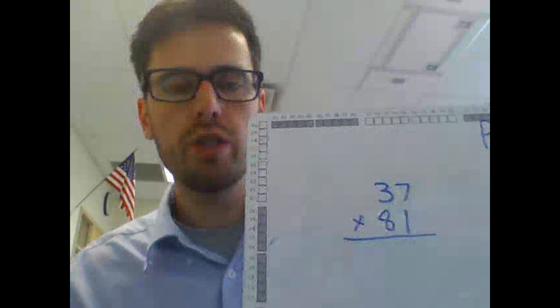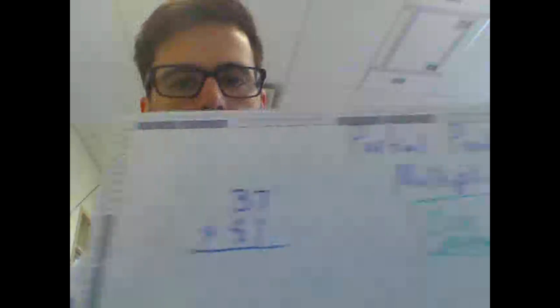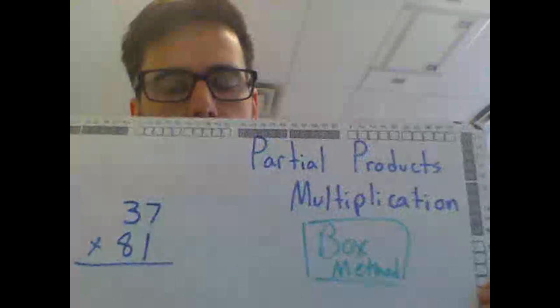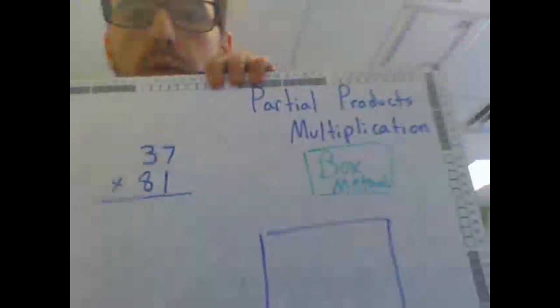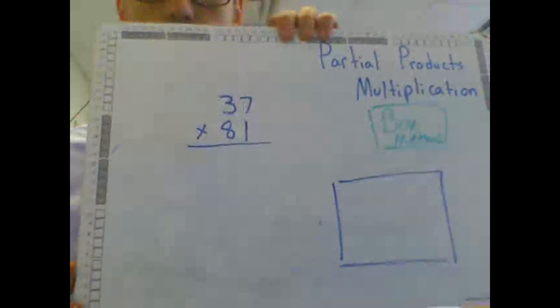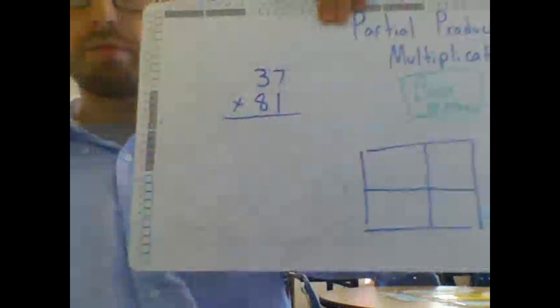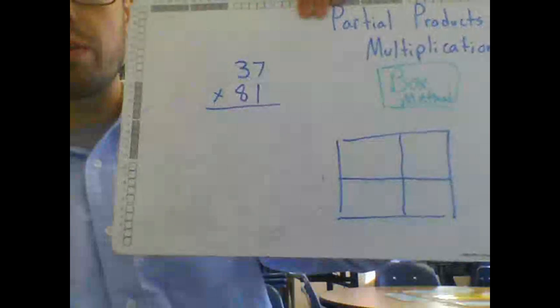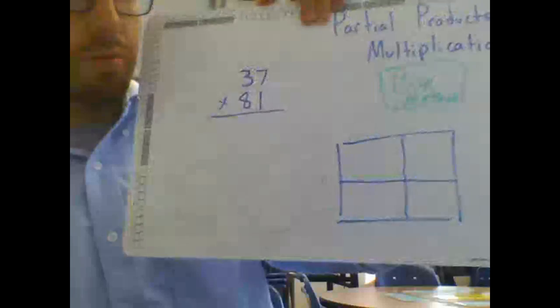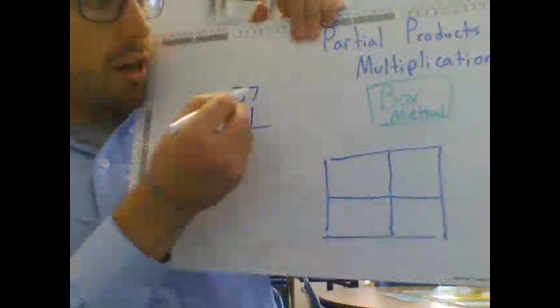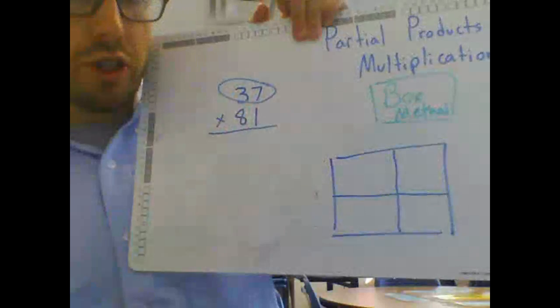Well, what we could use is a strategy called the box method or partial products multiplication. It's pretty straightforward. The first step is to draw a rectangle, just like this. Inside our rectangle, we're going to divide it up into 4 different groups. So watch how I divide it. I draw a line right down the middle, and then a line across to make 2 different rows. Now we're going to look at our first factor, which is 37.